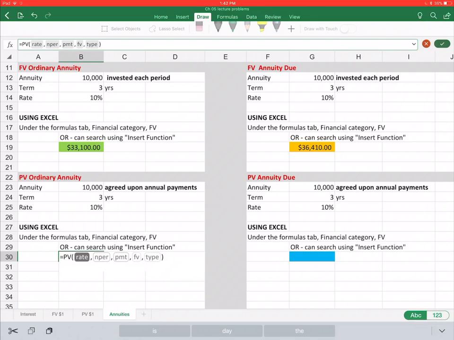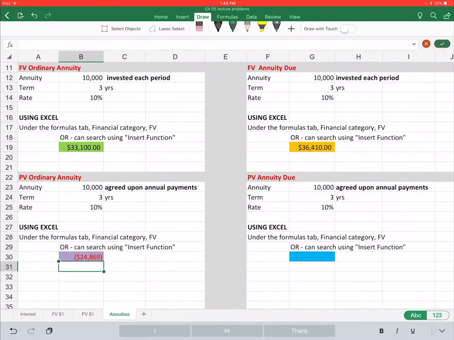My rate, again, is 10%. My number of periods is 3. My payment, again, is $10,000. That's the amount that I want to be able to extract out of this fund every year. My future value, there's not some lump sum amount that I also want to get out of this, so I have a 0 future value. And again, because this is an ordinary annuity, my type is going to be 0.